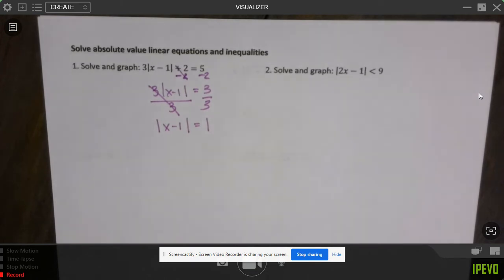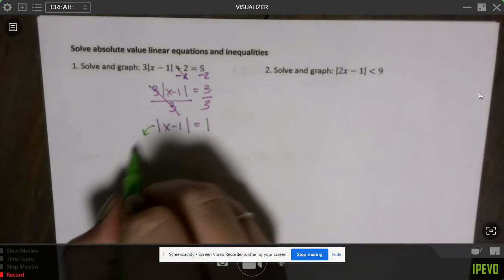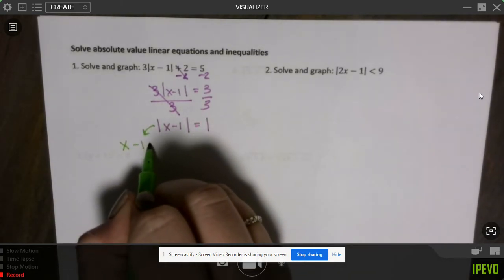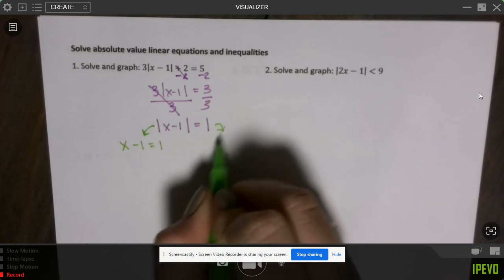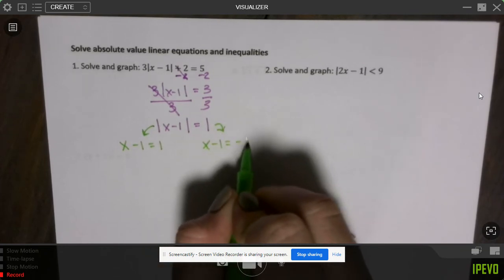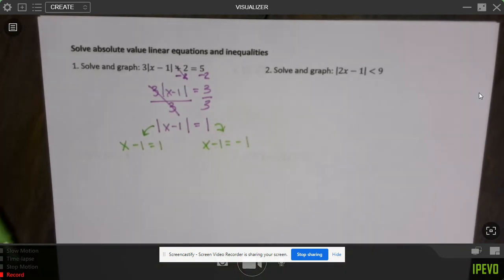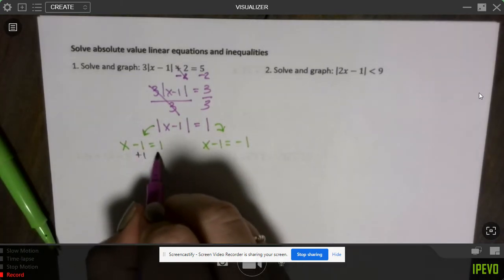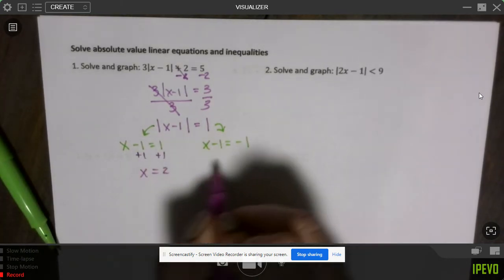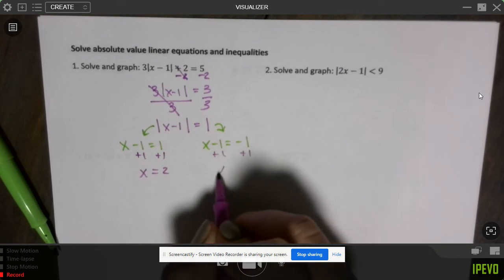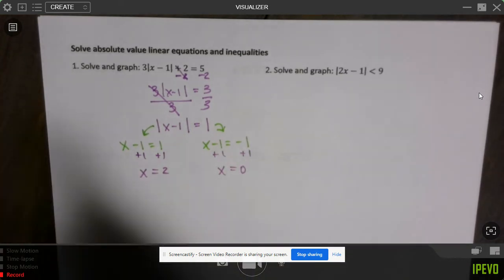Now, an absolute value has both a positive answer and a negative answer, so we can have x minus 1 equals a positive 1, or x minus 1 equals a negative 1, and then we just solve from there. Adding 1 to both sides, we get x equals 2, or x equals 0. Now, those are both solutions.